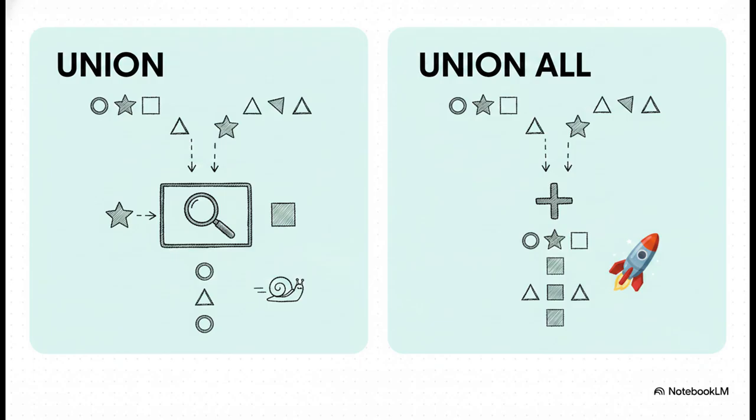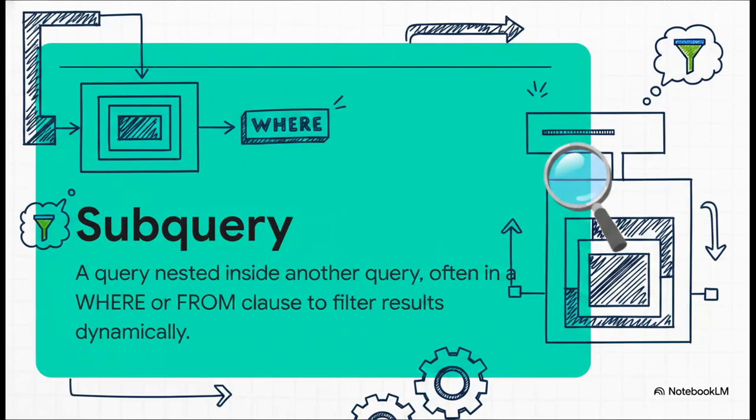It just slams the 2 result sets together, duplicates and all, which makes it way, way faster. So the takeaway is, unless you absolutely have to get rid of duplicates, UNION ALL is usually your friend, especially with big data sets.